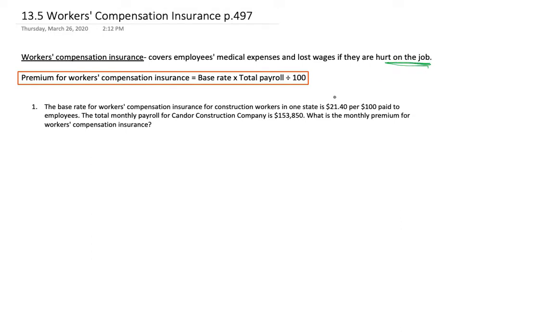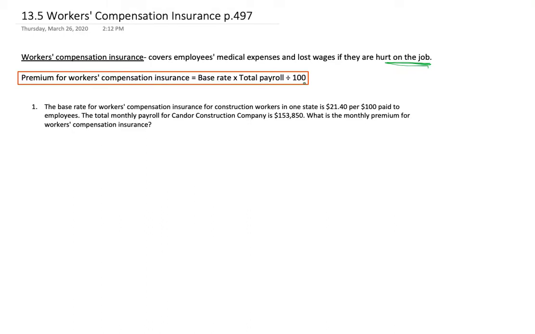So there's a big difference between the disability insurance we learned about in 13.4 and now the workers' comp insurance. Okay? So if you're injured on your own time, you are going to receive disability insurance. But if you're injured while on the job, you will get workers' comp. So the formula for that is just going to be your base rate multiplied by your total payroll.